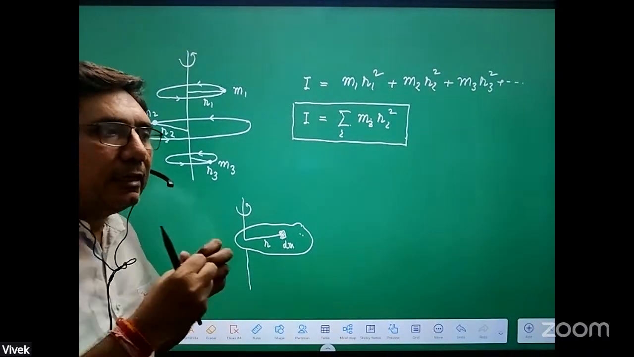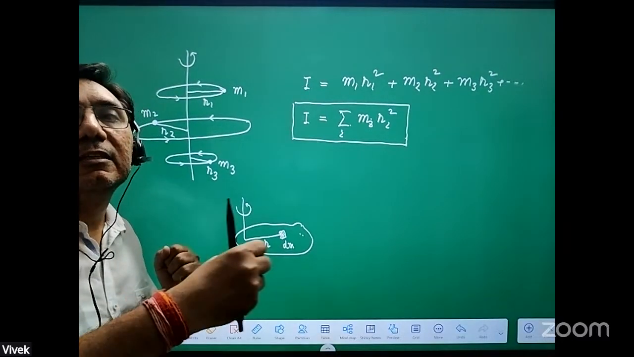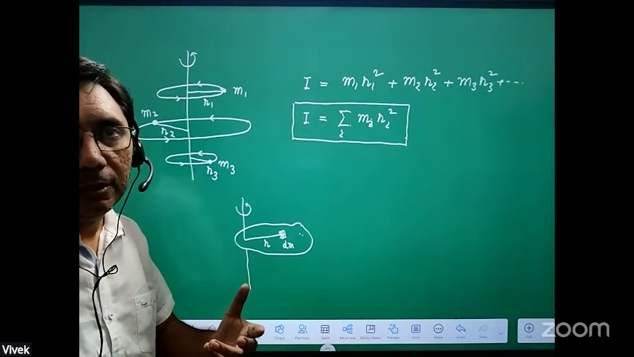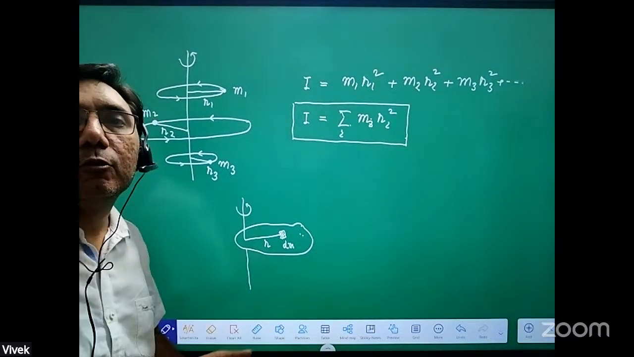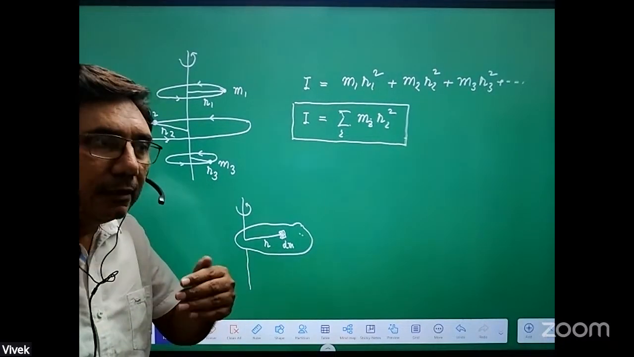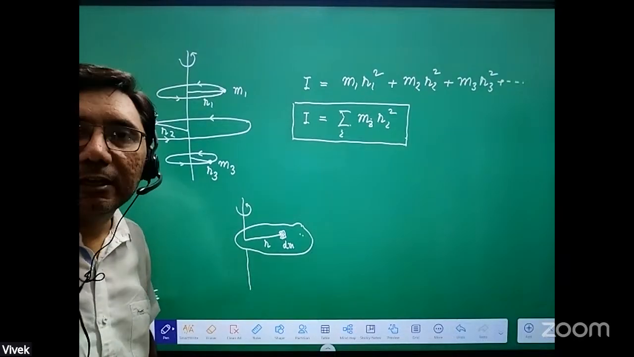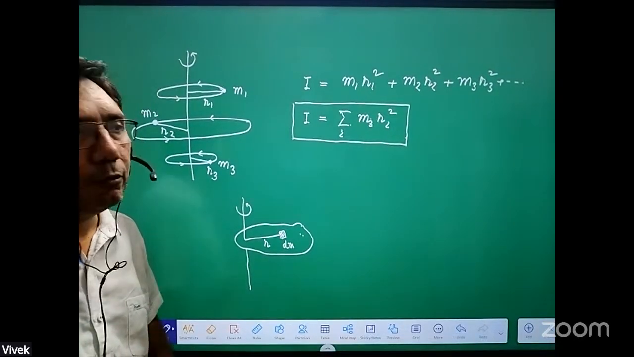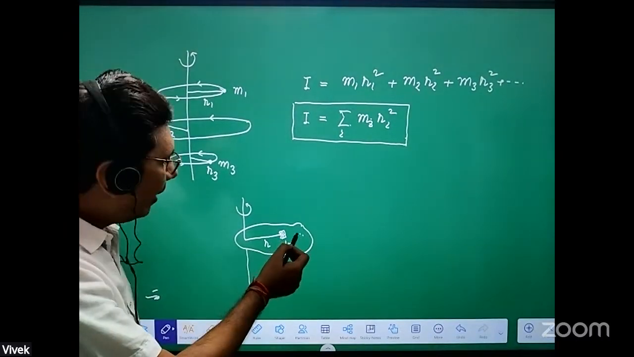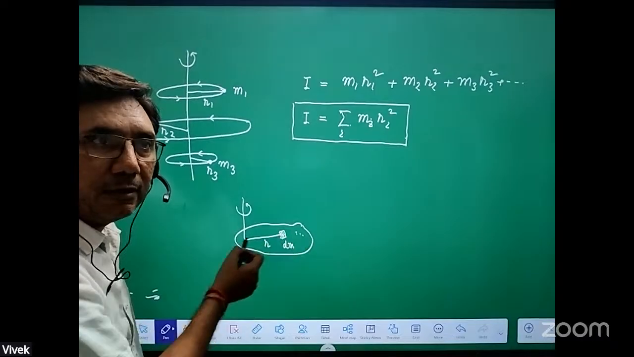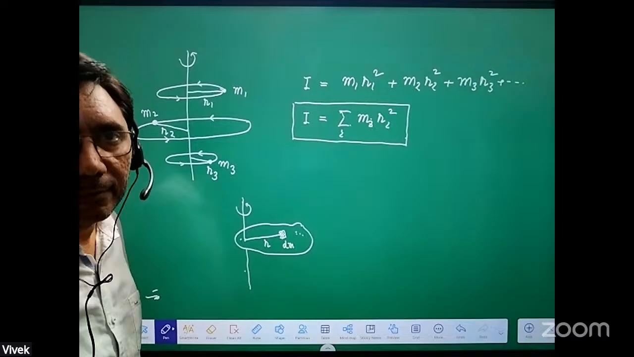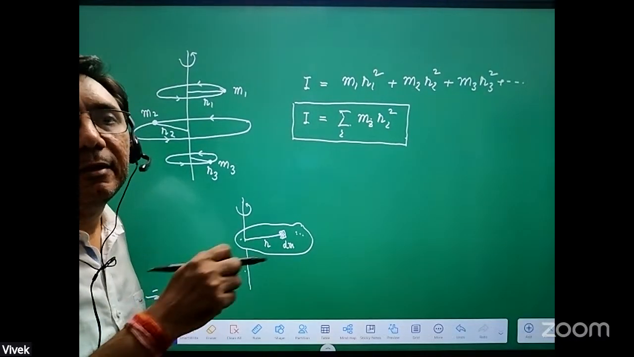So each and every particle is at a fixed distance from each other. Separation between two particles is constant. So when one particle is moving with omega, automatically the other is also moving with omega. But their transverse velocity, tangential velocities, will be different because they depend upon the radial distance of the particle. This perpendicular distance from this axis, r, also depends upon that. So v actually depends upon r.